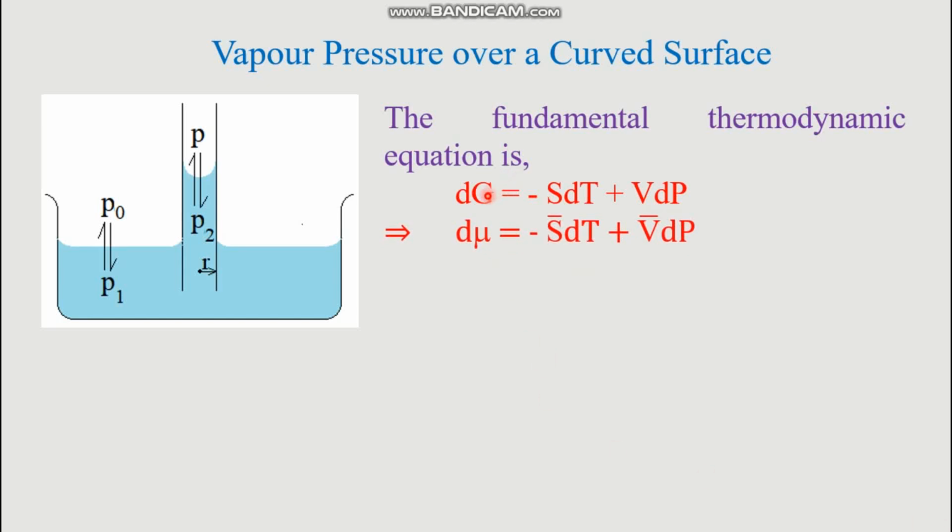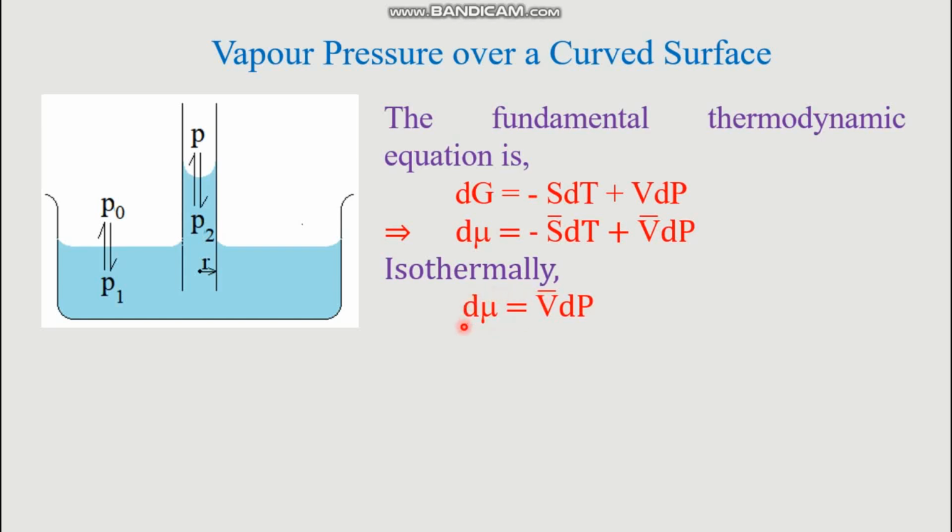Now if this is the equation for Gibbs free energy, then molar free energy change is the change in chemical potential. So if you divide both sides by the number of moles, then G by N becomes mu, so dG becomes d mu. That is the change in chemical potential. If you divide entropy by the number of moles, it becomes molar entropy, and if you divide volume by N, it becomes molar volume. So the equation becomes d mu equals minus S bar dT plus V bar dP, and if you keep the temperature constant, then the dT part vanishes, so the equation becomes d mu equals V bar dP.